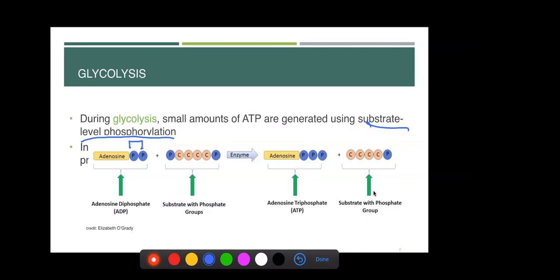So our substrate here is this 4-carbon molecule, and then we have these two phosphate groups. We're going to use an enzyme here to hold on to that substrate and to transfer that phosphate, notice I'm missing one, onto ADP. This is called phosphorylation. This is using an enzyme. We're basically transferring a phosphate from one substance to another. Okay, so that is substrate level phosphorylation.